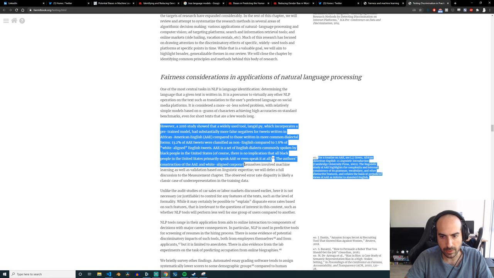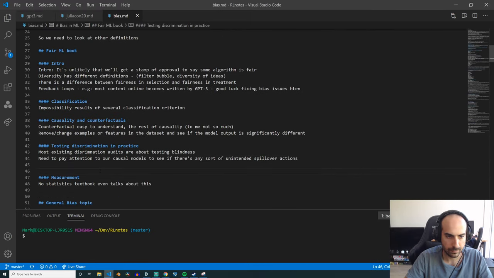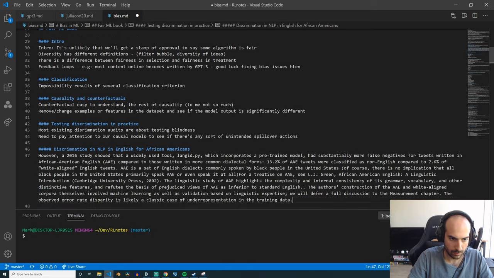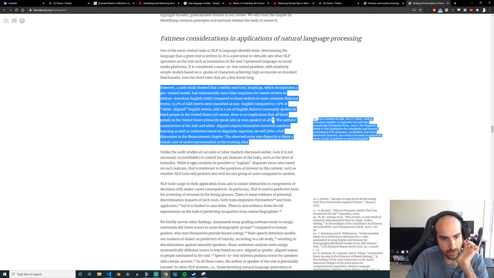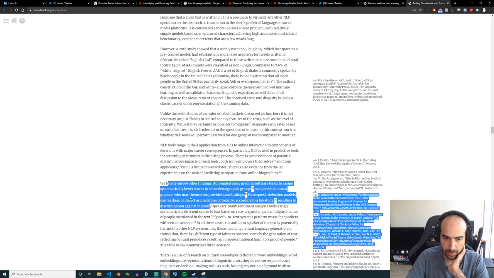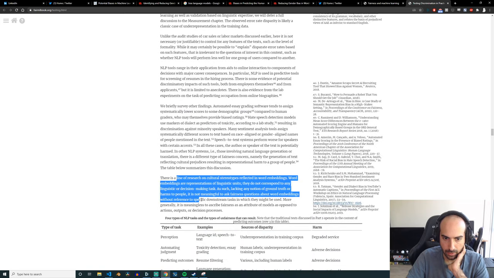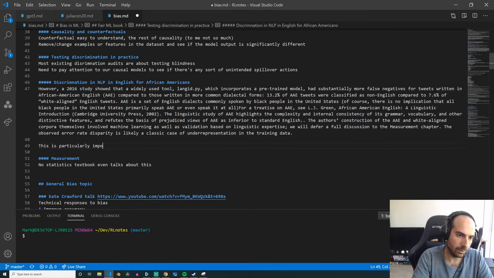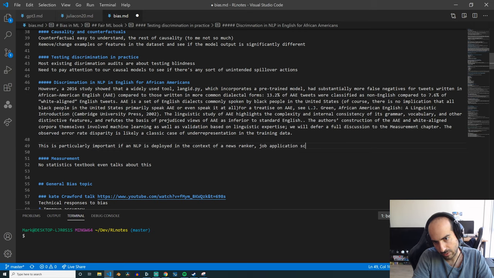Oh, I see. So I think this is an interesting case. I'll just copy-paste this as is. Okay. So, unlike the audit studies of car sales or labor markets discussed earlier, it's not necessary to control for any feature of the text. We briefly survey other findings, potentially harmed. Okay, yeah, so this is particularly important if an NLP model is deployed in the context of a news ranker, job application screening, and so on.